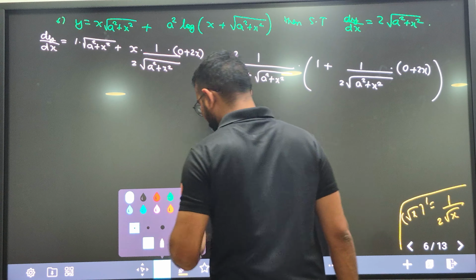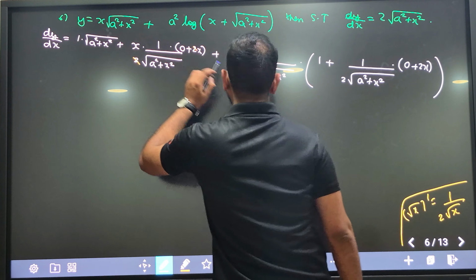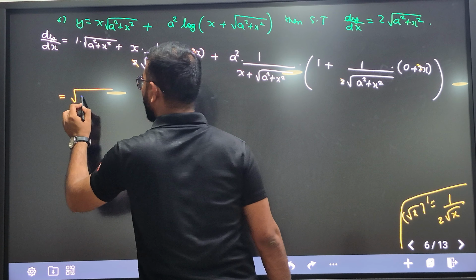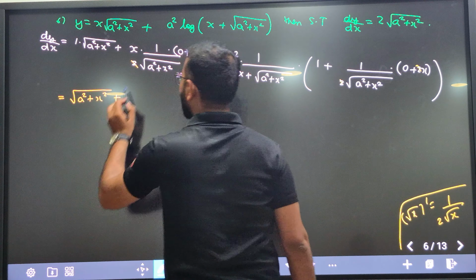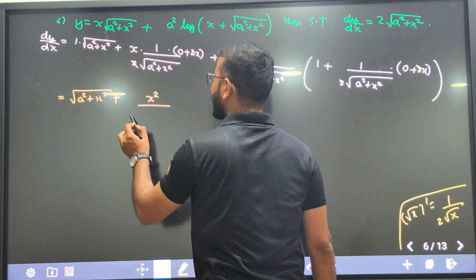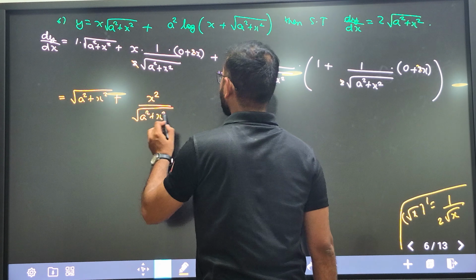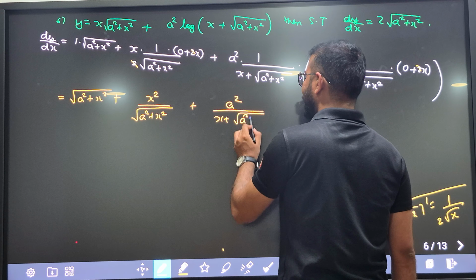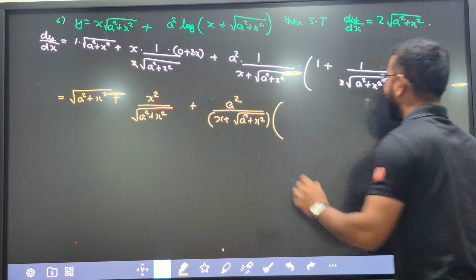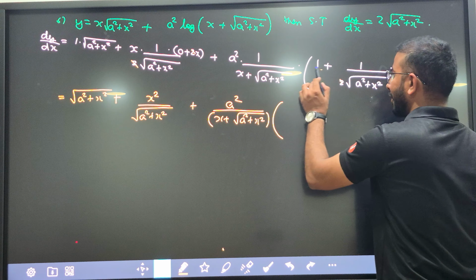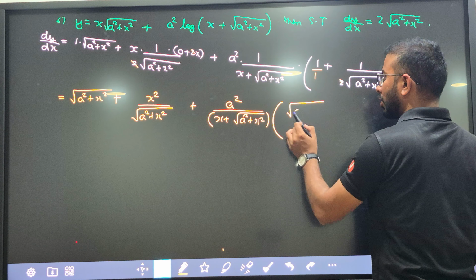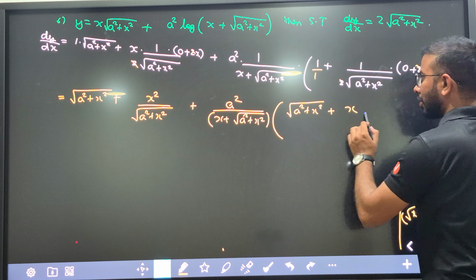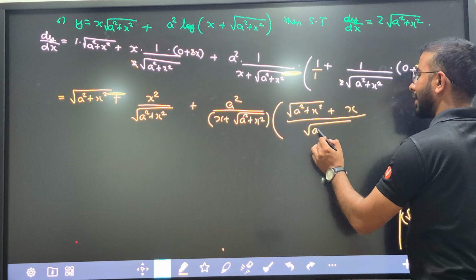Done? Easy? Okay. Now 2, 2 cancel, 2, 2 cancel. So what we'll get here is root a square plus x square plus x into x is x square, and this would be as it is. Now see, I'm taking LCM, so be with me. This is nothing but by 1. So this root is multiplied here: root a square plus x square. 1 is multiplied with 1. 1 into x is x. Whole divided by 1 into this, which is this.